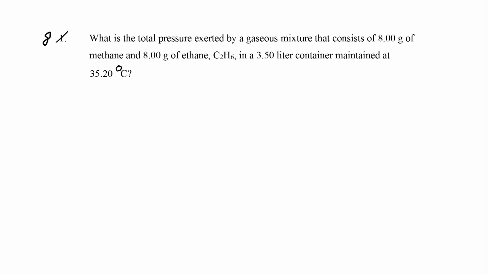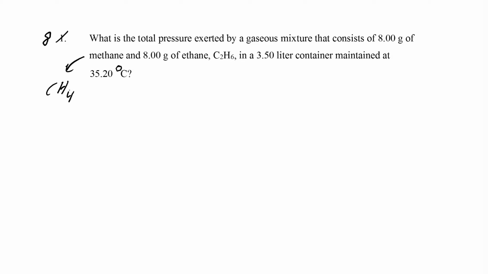What is the total pressure exerted by a gaseous mixture that consists of 8.00 grams of methane and the same amount of ethane in a 3.50 liter container maintained at a temperature of 35.2 degrees Celsius? Okay, so we've got a mixture of two gases, methane and ethane. The problem, unfortunately, did not give you the chemical formula for methane, and you do need that. CH4 is the chemical formula.